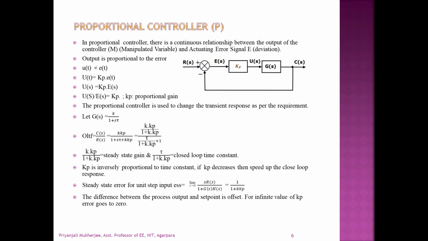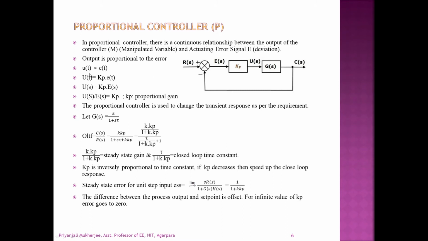The proportional controller is a device that produces a control signal which is proportional to the input error signal. The error signal is the difference between the reference input and the feedback, and this feedback is obtained from the output. That means a portion of the output is taken as the feedback. This is the block diagram of a proportional control system, and the actuating signal is proportional to the error signal.